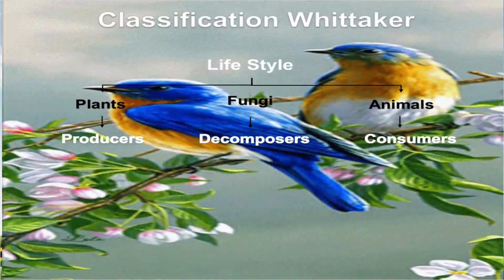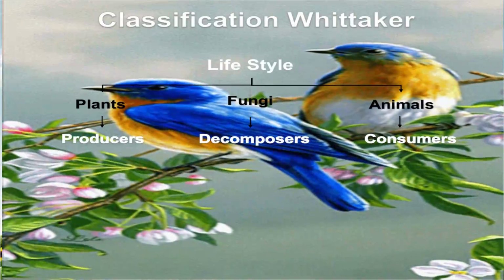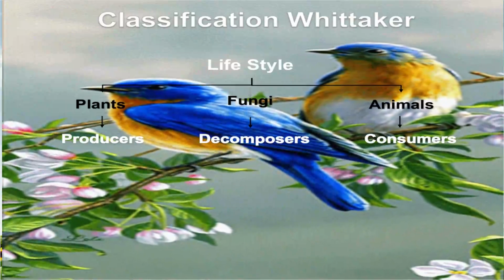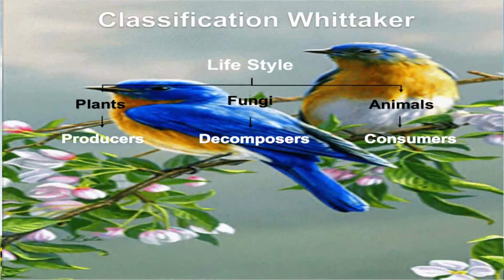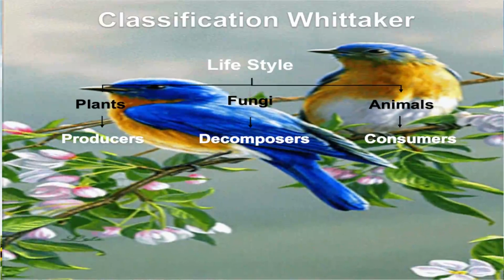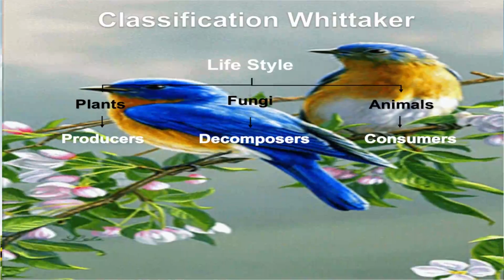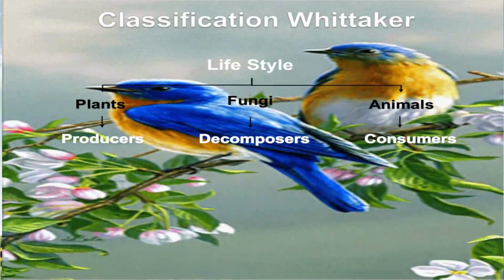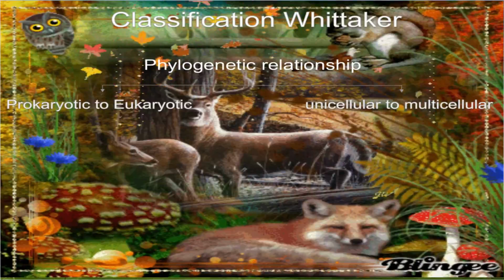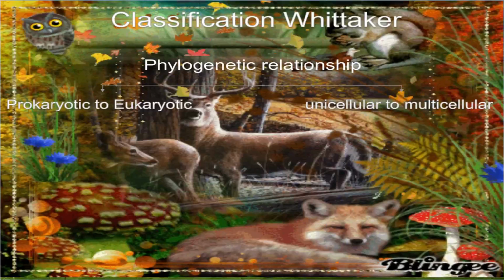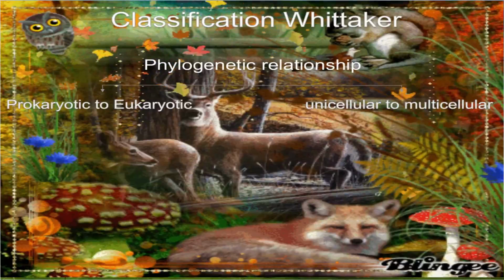Lifestyle. On the basis of lifestyle it is divided into three kingdoms: plants, fungi, and animals. The plants are producers. They produce their food by themselves by photosynthesis. And fungi are decomposers, absorbing food from the dead and decayed. Animals are consumers, depending upon others for their food. Then the final characteristic is phylogenetic relationship. In this, prokaryote to eukaryote organisms are grouped together, and also unicellular to multicellular organisms.